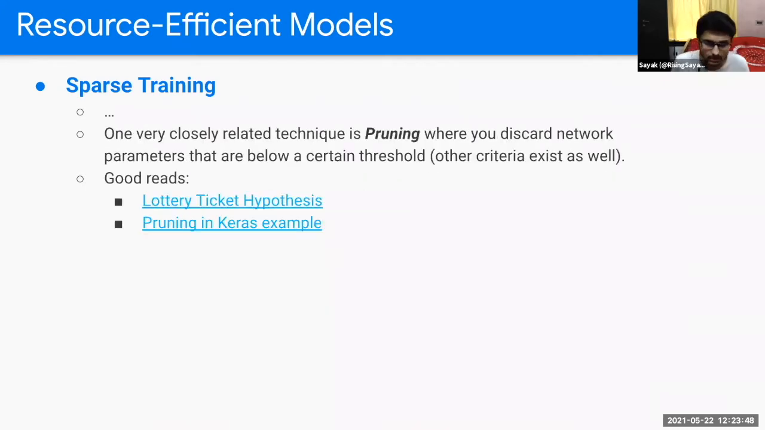So one very closely related technique is pruning, where you discard network parameters that are below a certain threshold. Although other criteria exist as well, besides magnitude thresholding, there are other techniques such as adaptive thresholding and so on. And here are a few good reads if you are interested in checking out what sparse training really is. One is the lottery ticket hypothesis. And if you are interested in trying out the pruning APIs available inside the TensorFlow model optimization toolkit, I have also linked a very useful resource in that matter. So yeah.